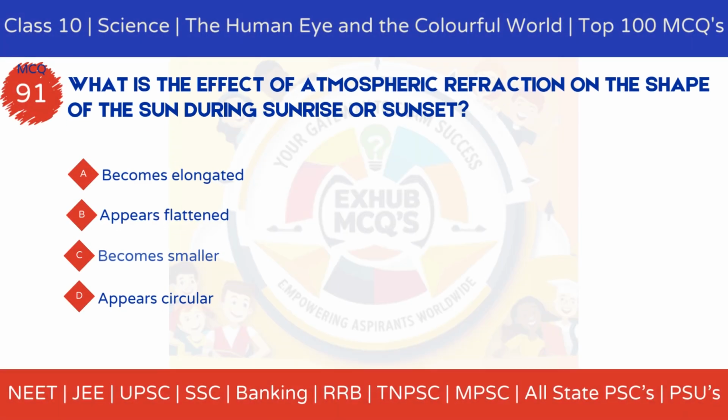MCQ 91. What is the effect of atmospheric refraction on the shape of the sun during sunrise or sunset? Option A, becomes elongated. Option B, appears flattened. Option C, becomes smaller. Option D, appears circular.